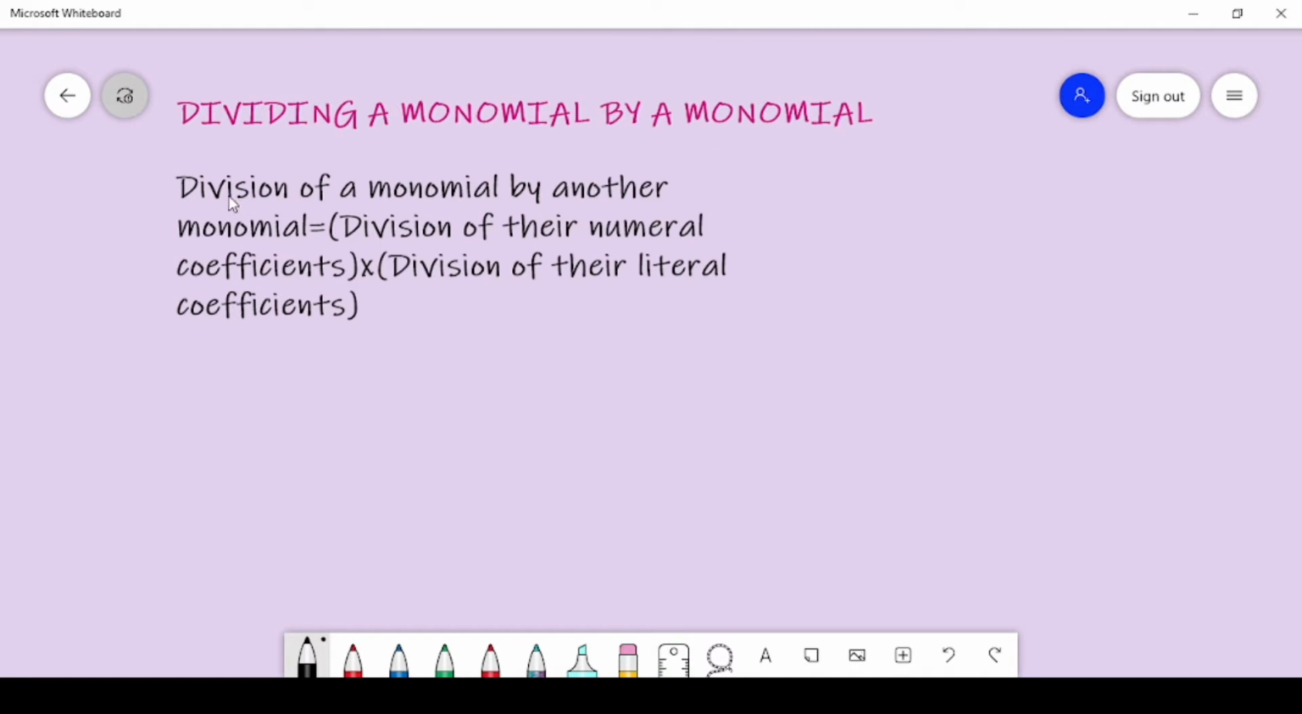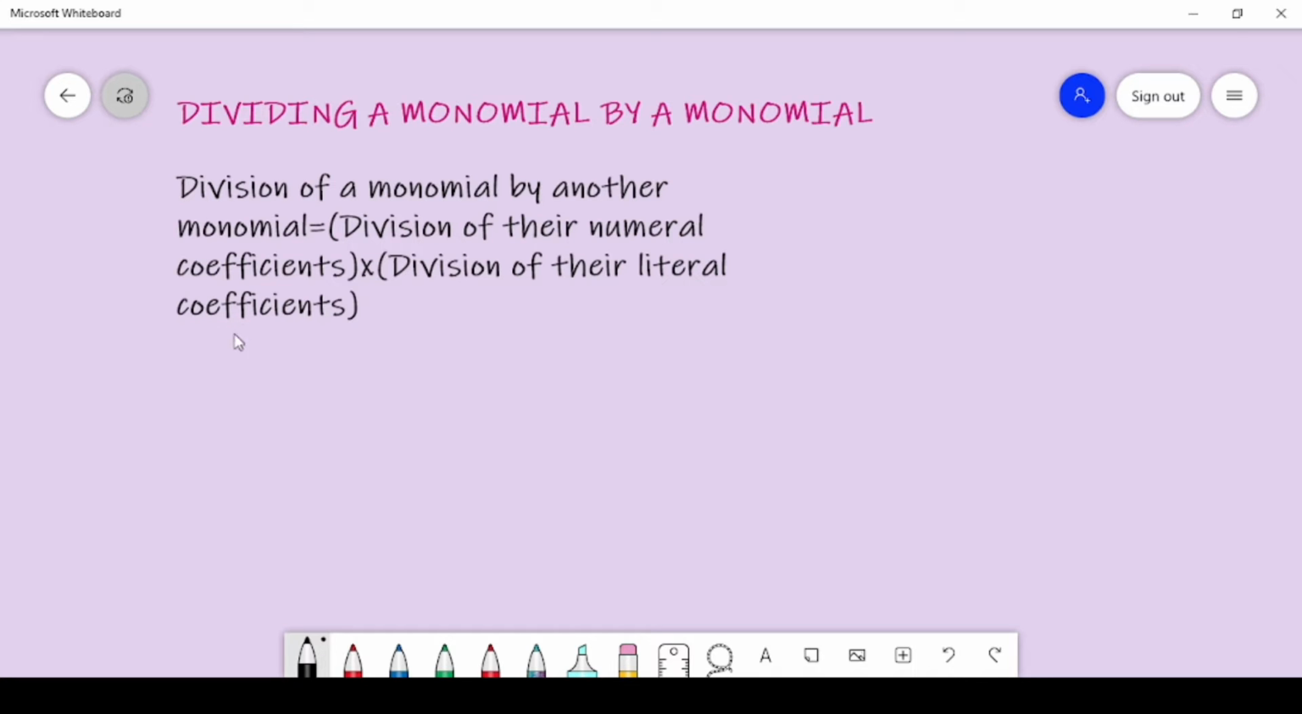So what will we do now in this one? This is the rule we will follow. Division of a monomial by another monomial is equal to the division of their numerical coefficients multiplied by the division of their literal coefficients. This is the rule that we are going to follow. So how can we divide a monomial by another monomial? That's equal to the division of their numerical coefficients multiplied by the division of their literal coefficients. Let us see the example.